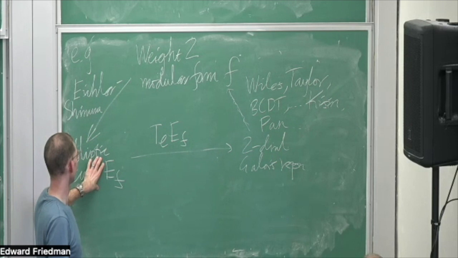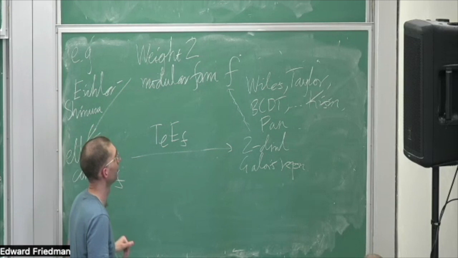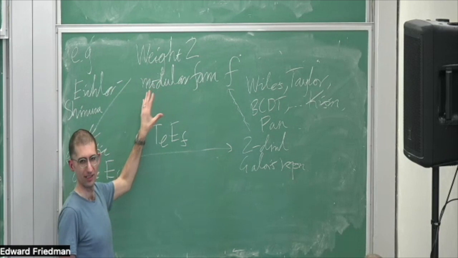So you can start anywhere and chase it around. You go from here to here, and you take the curve and you make a modular form, and that's what Wiles is proving. But unfortunately, this is the only case where I can really fill in the diagram like that. In general, it's open.